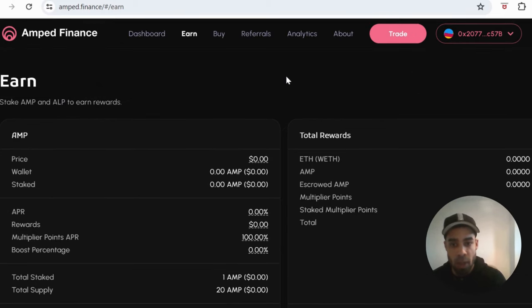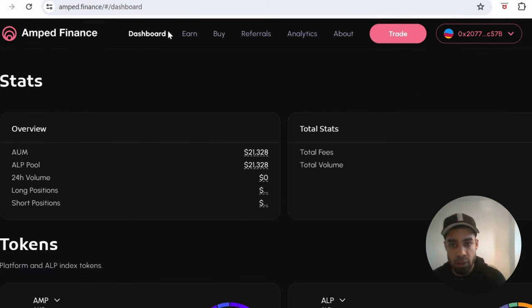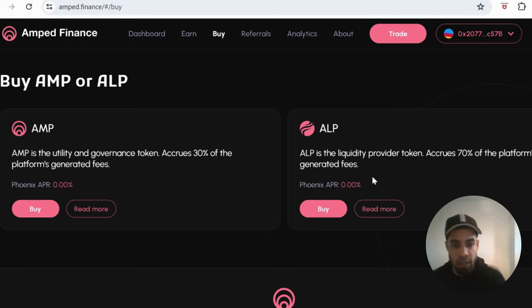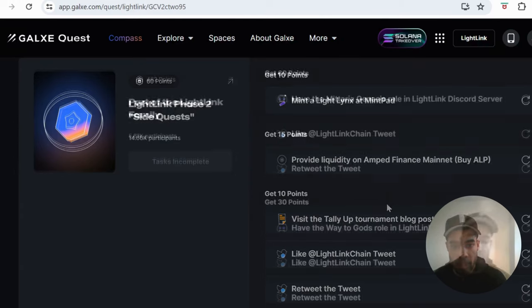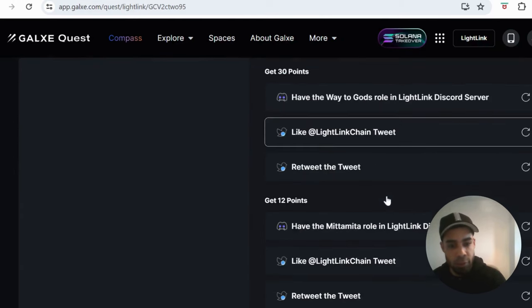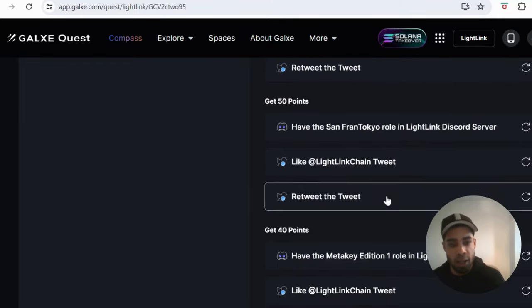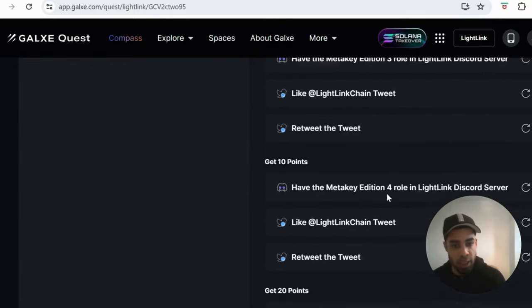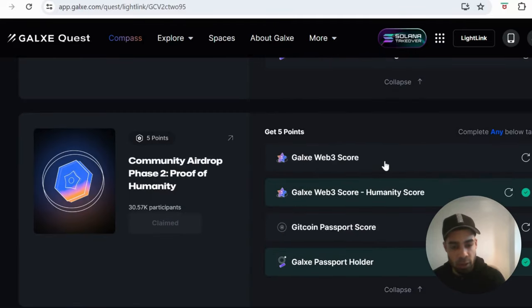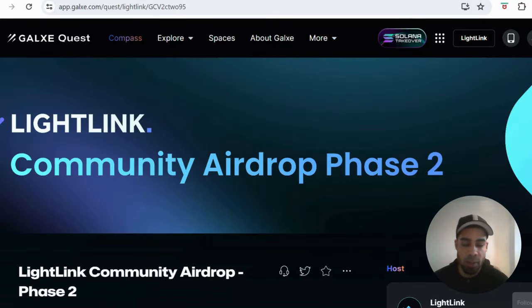For the mainnet, all you would do is buy some ALP. So go to buy and then you would buy some ALP. You can buy a small amount, a few dollars, and then you would complete that task. And then the rest you should be able to go through by yourself. It will be just minting NFTs, and just follow the instructions for each of these. There is a load that you can do to earn points.